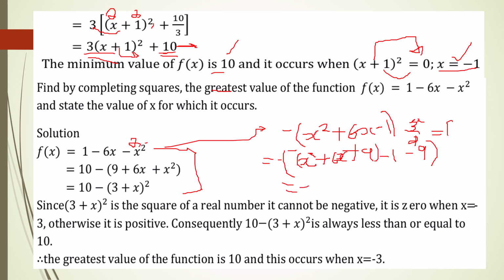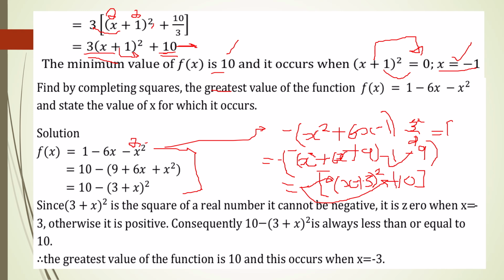So it's going to be negative bracket of x plus 3 being squared. Then if you simplify this, it's going to be negative 1 minus 9 to get you negative 10. Then after that, we are going to open up the brackets. If you open up the brackets, this negative multiplies this bracket here, and then it also multiplies this negative 10, and then you get positive 10.